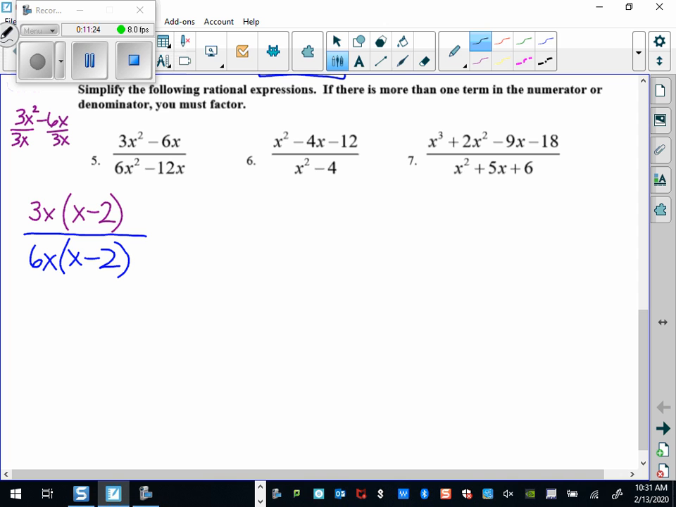Times this. Do you see that? Yeah. 6. So this is a factor, this is a factor, this is a factor, this is a factor, this is a factor, this is a factor. So what is 3 over 6 reduced? One half. Now, can I cancel those x's? Yes, now I can, because they are factors. See that? And then we can cancel these. So my answer is just 1/2.